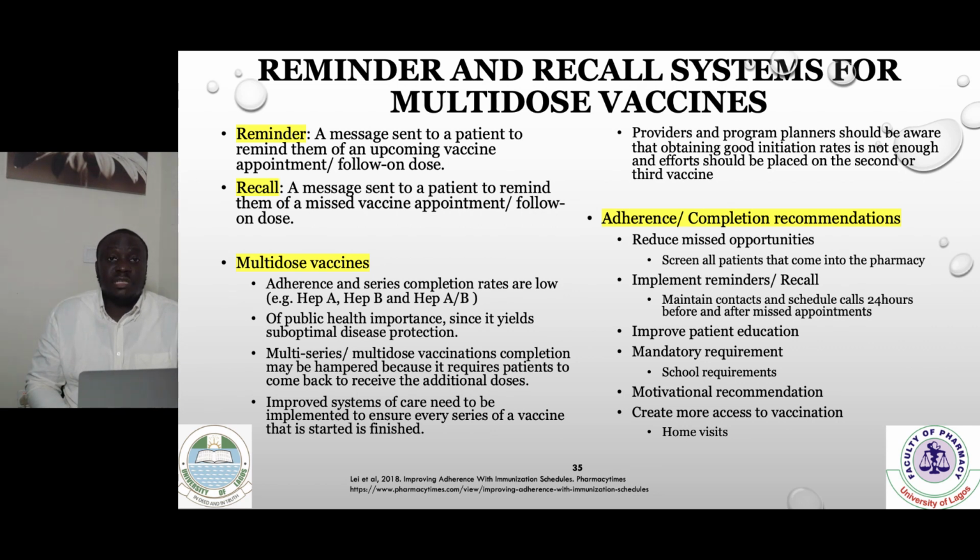Here are a few strategies that you can implement to help you increase adherence and completion rate for vaccines in your pharmacy. Number 1, reduce missed vaccine opportunities. How do you do that? One, ensure that every contact with the pharmacist in your premise involves a screening for a vaccine opportunity. Secondly, for every interaction outside the pharmacy during outreaches, ensure that you incorporate vaccine screening as well.